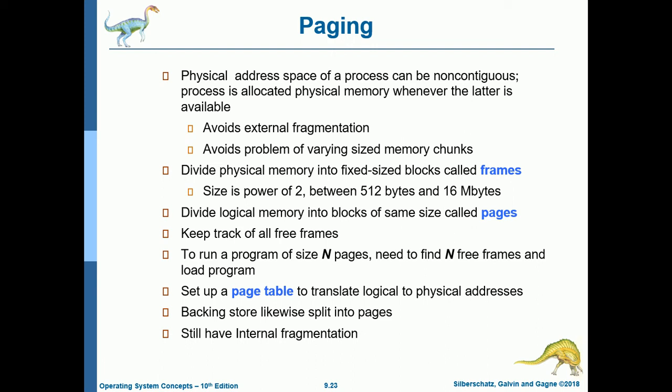Divide physical memory into fixed size blocks called frames. The size is a power of 2 between 512 bytes and 16 megabytes. Also divide logical memory into blocks of the same size called pages. Then keep track of all free frames. To run a program of size n pages, need to find n free frames and load the program. Then set up a page table to translate logical to physical addresses, and the backing store is likewise split into pages. Though it avoids external fragmentation, there is still internal fragmentation in this setup.